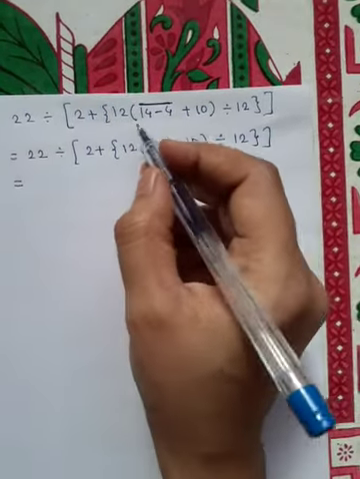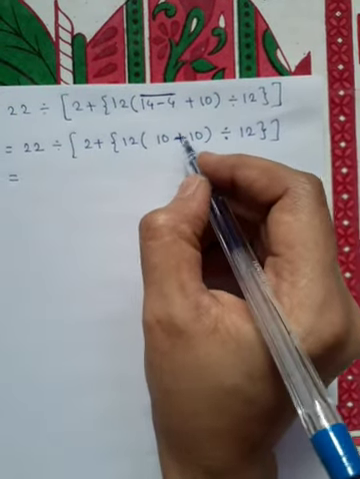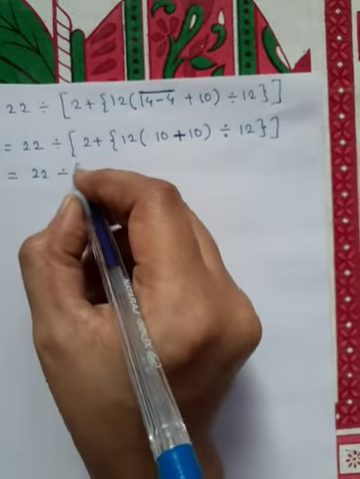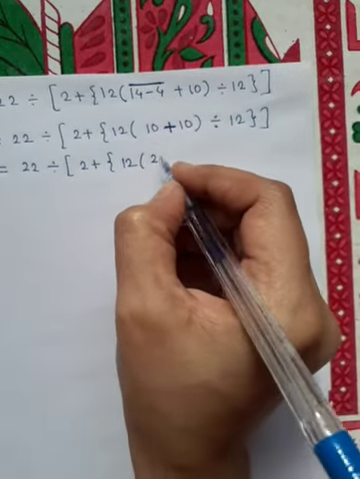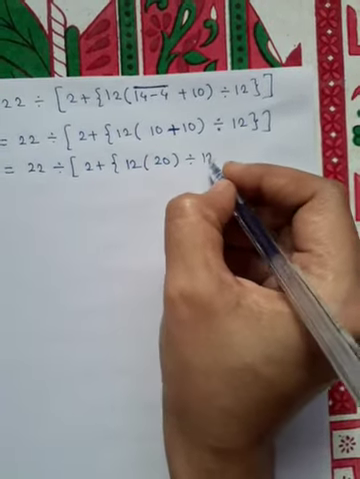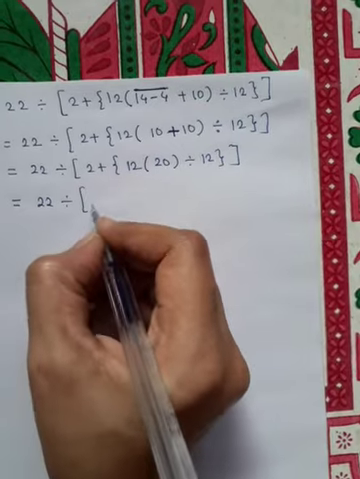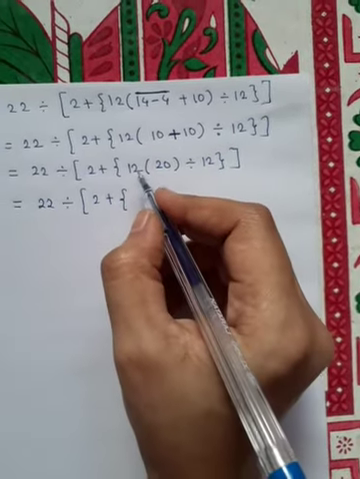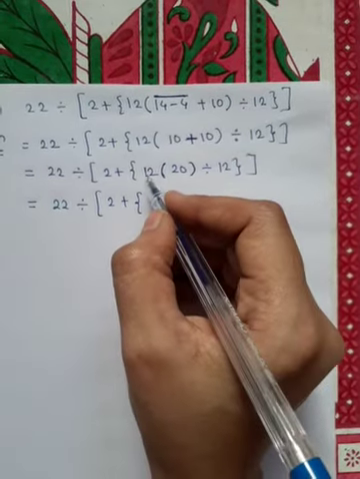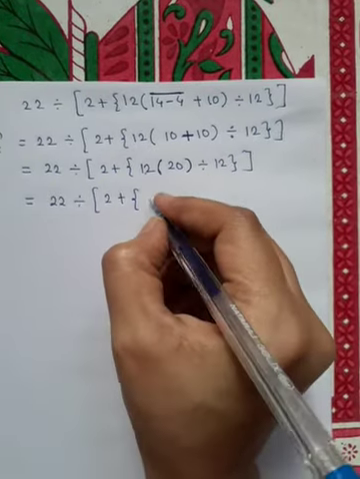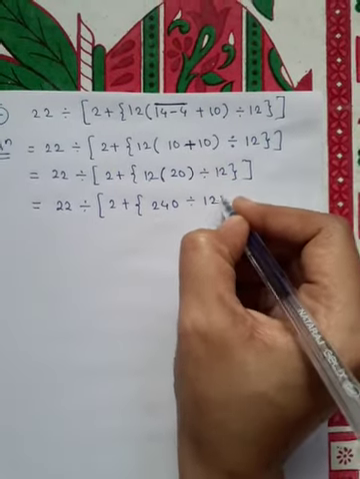Okay, now see, in this round bracket there remains one more operation. Now see, write other terms as it is. 22 divided by square bracket 2 plus 12 in round bracket, 10 plus 10 gives you 20. Write remaining term as it is. Okay, now 22 divided by square bracket 2 plus curly bracket. Now see here, 12 into this bracket means 12 is multiplied to this bracket. So 12 into 20 gives you 240, and write remaining term as it is.